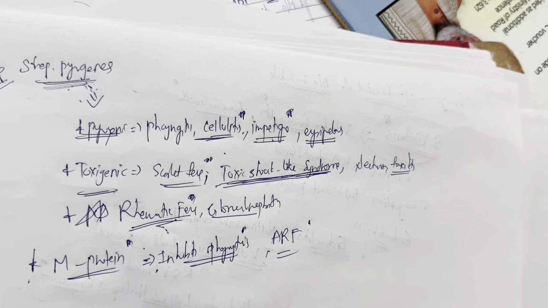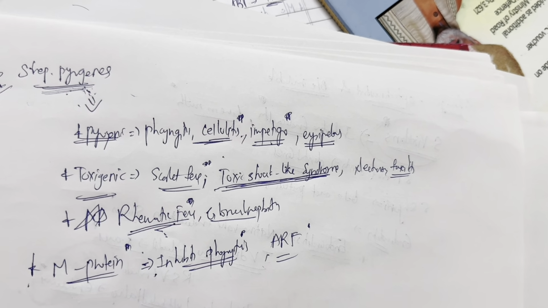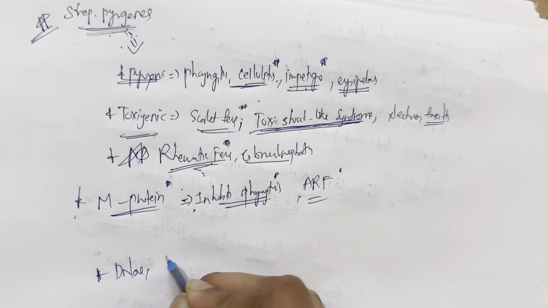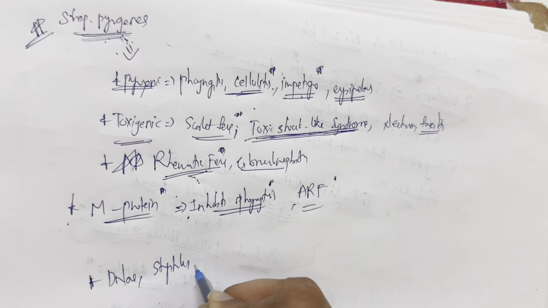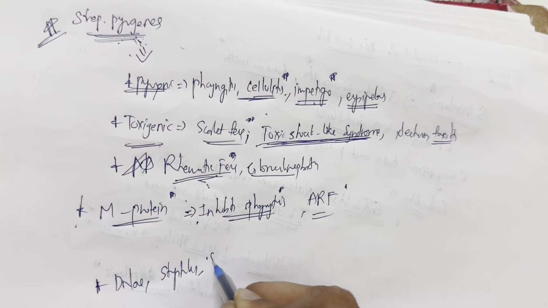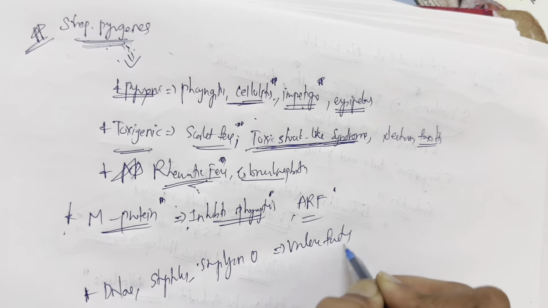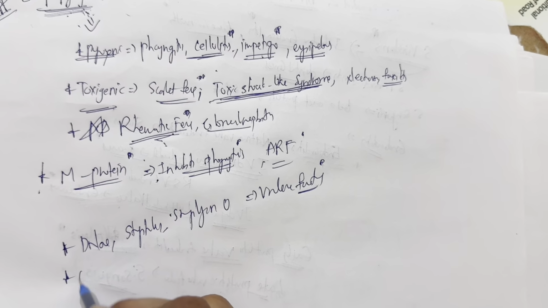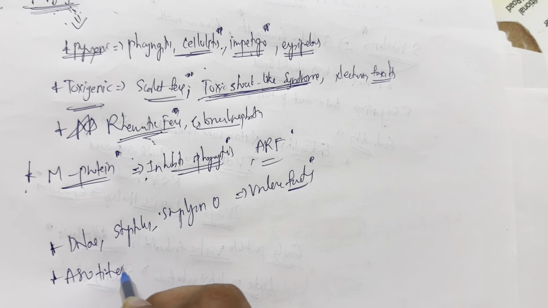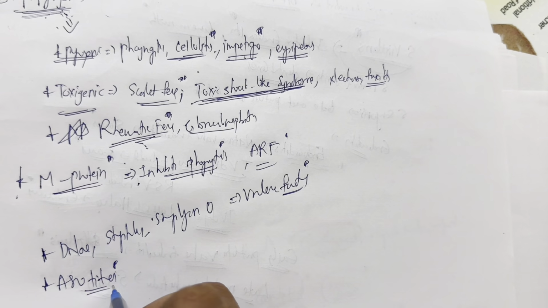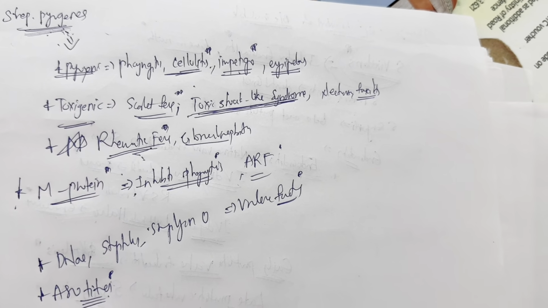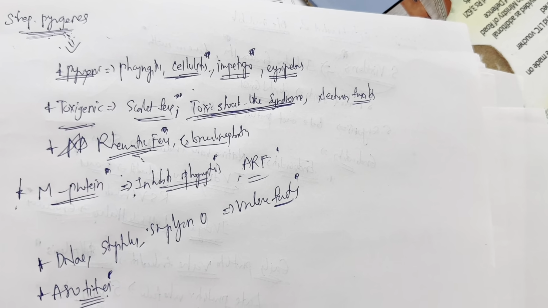Talking about key virulence factors: DNase, streptokinase, and streptolysin O. These are the virulence factors of Streptococcus pyogenes. The test that needs to be done is the ASO titer, through which we can know whether there is rheumatic fever or not, which is very important for us.